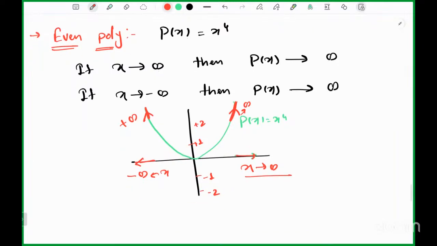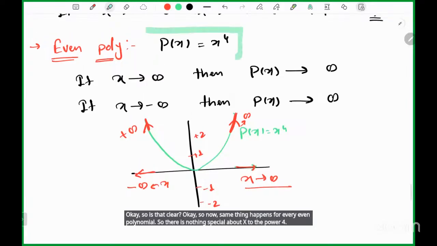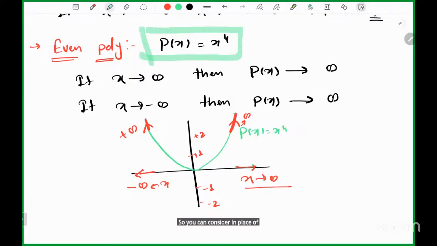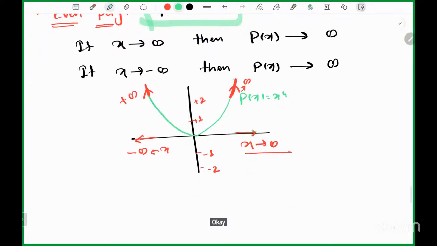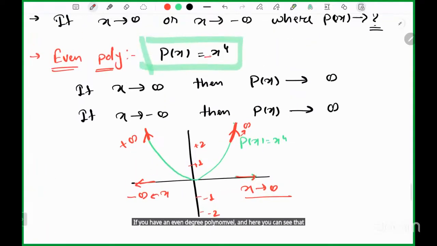Okay, so now the same thing happens for every even polynomial. There is nothing special about x to the power 4. You can consider, in place of x to the power 4, that this kind of nature happens for every even degree polynomial. Here you can see that the coefficient of x to the power 4, the coefficient of the largest power of x, is a positive number, plus 1. So a4 is strictly greater than 0.